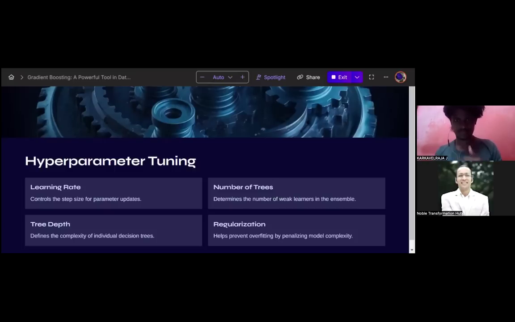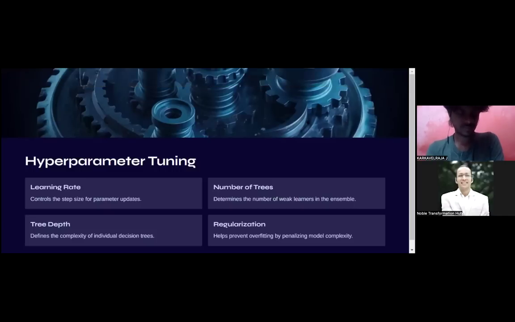Okay, then we have tree depth, that defines the complexity of individual decision trees. Then we have regularization, that helps to prevent overfitting by penalizing model complexity. So these are the components of hyperparameter tuning, guys. So remember them, and conceptually you need to understand deeply what and why. How is a cakewalk. Just understand at a meta level all these concepts deeply, so that you absorb them, digest them, and then we go for application. Okay, so let's move to the other section.